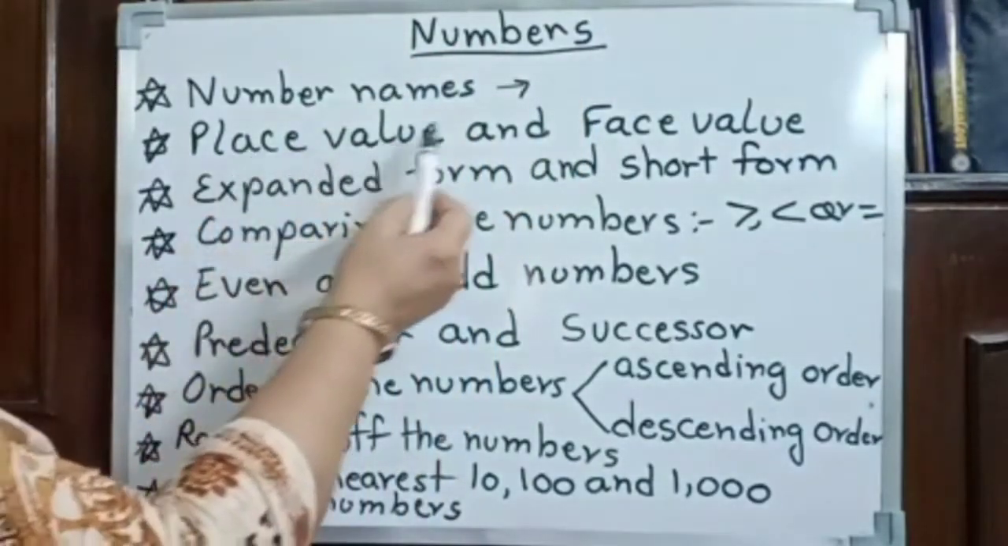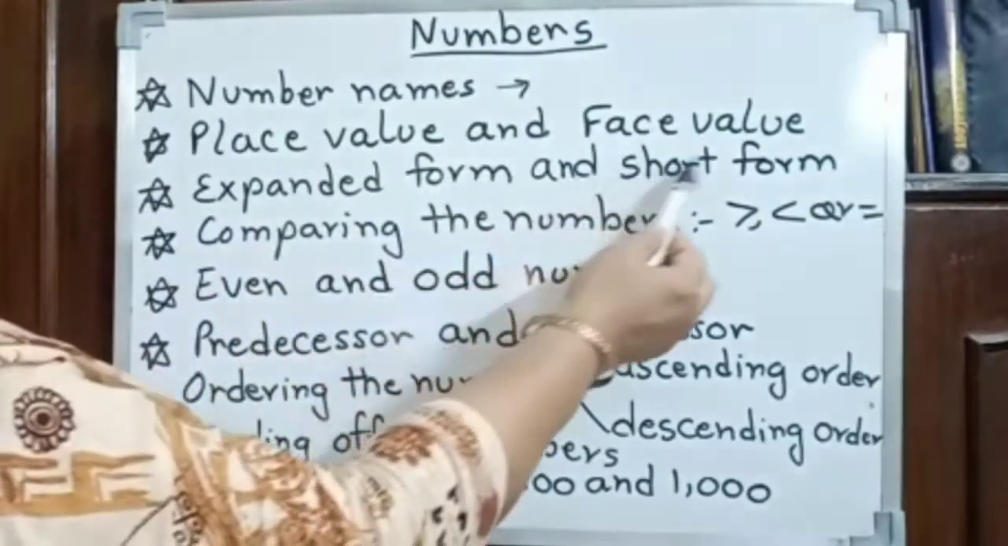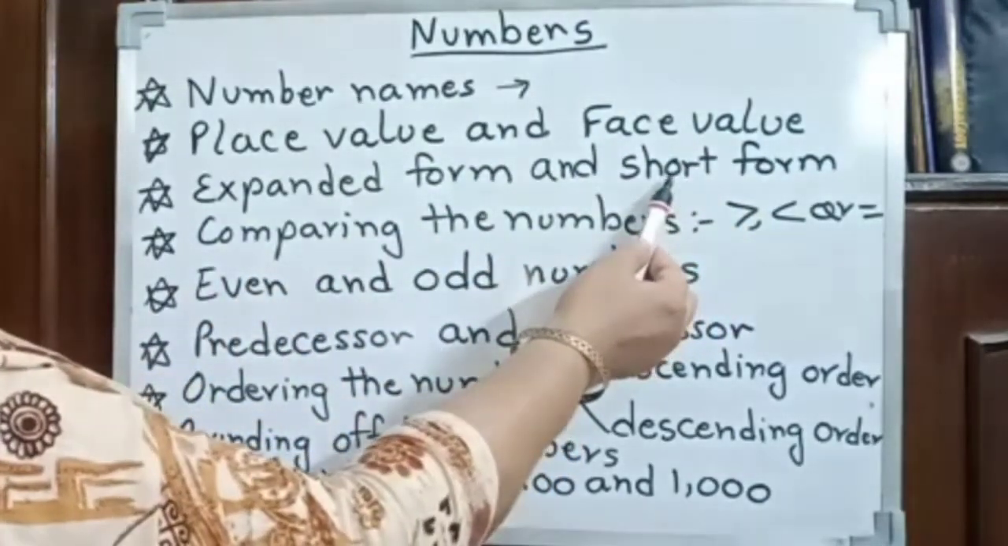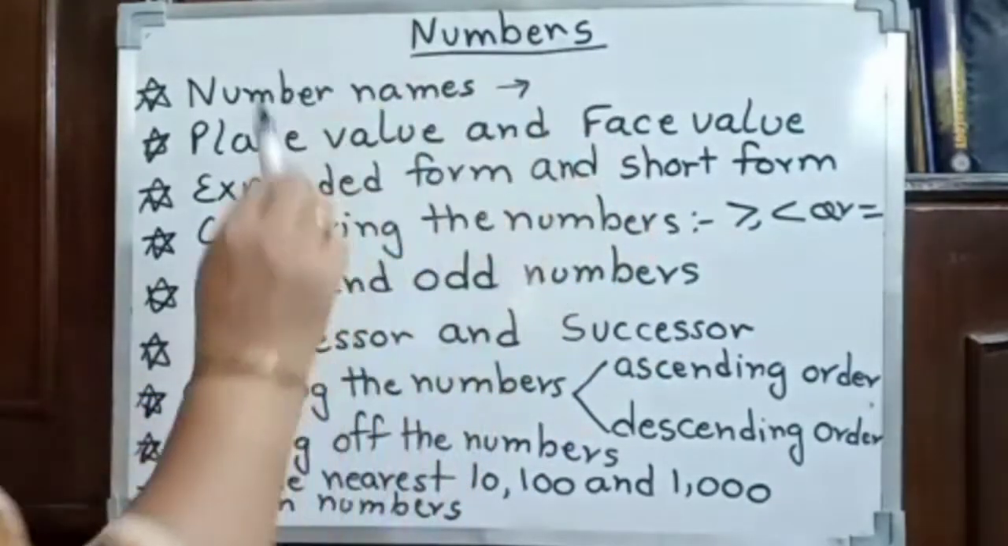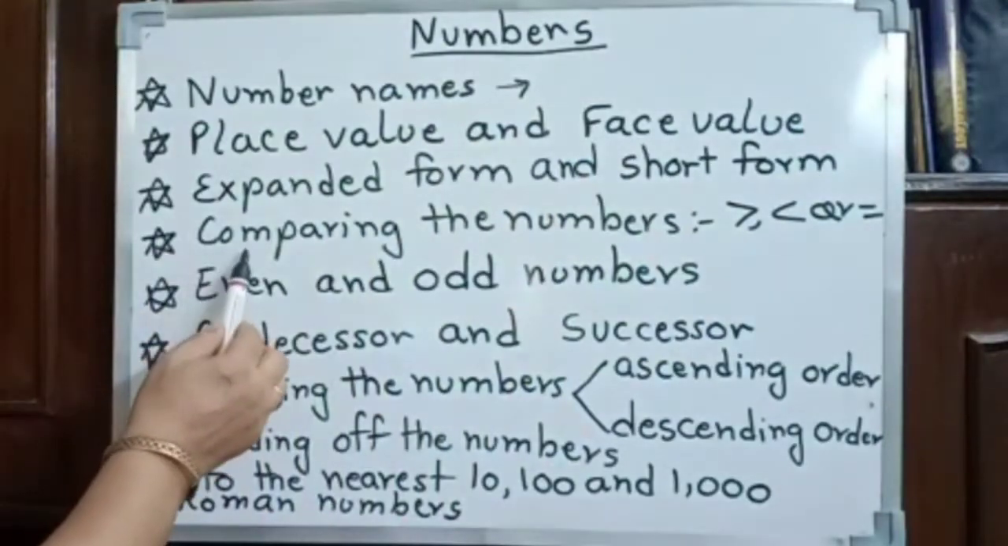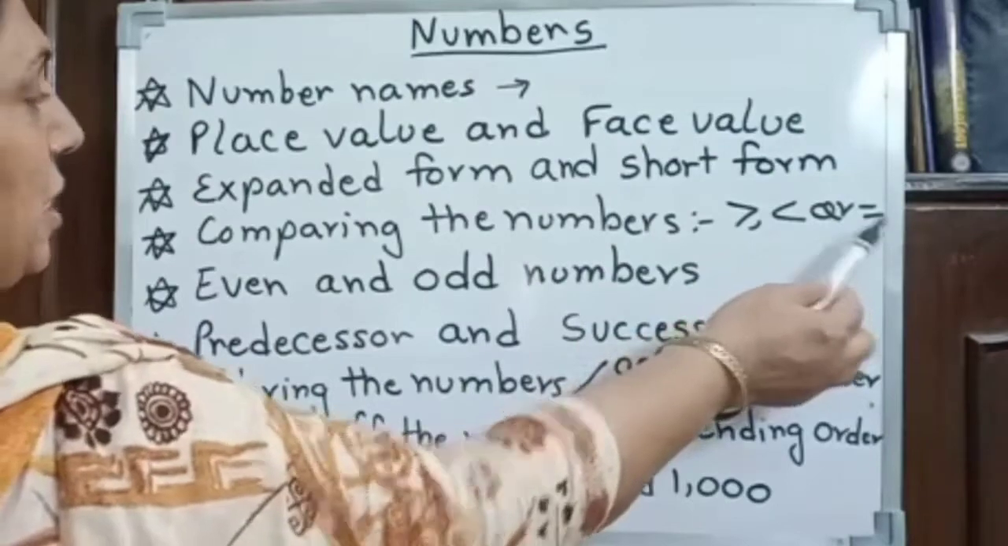Then we have place value and face value. Then expanded form and short form, that is called standard form. Place value, you all know that. Face value, even then I will explain to you. Then we have comparing the numbers: greater than, smaller than, is equal to.